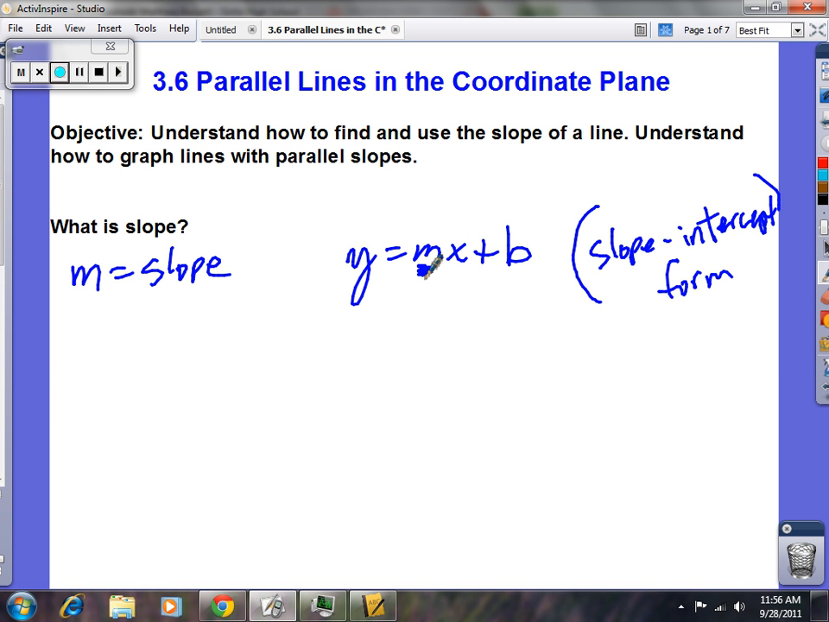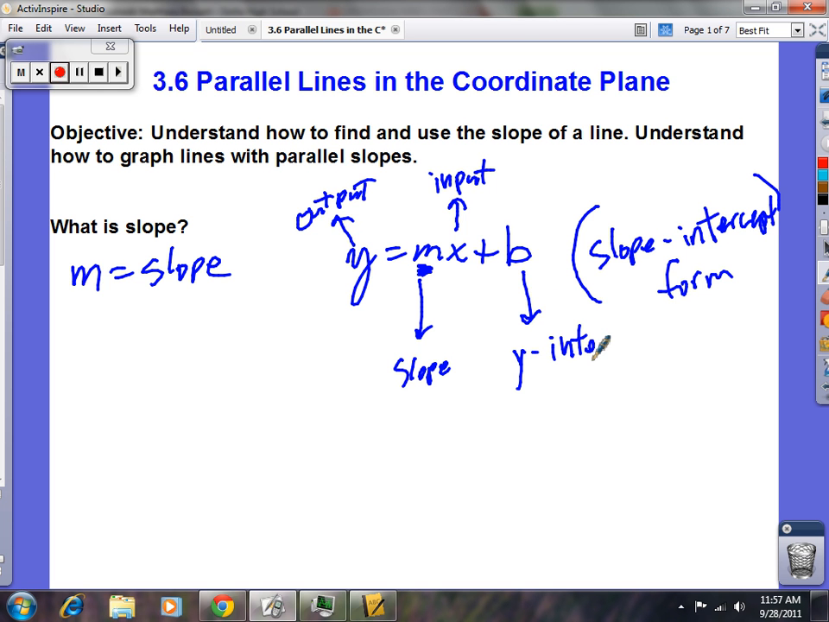Jared, you in your seat. What is y? Y is your output. X is your input. And B is your y-intercept. Write them all down. So y equals mx plus b. M is the slope. Y is your output. X is your input. B is your y-intercept. You got it. I'm going to erase it. Drew, you got them all?